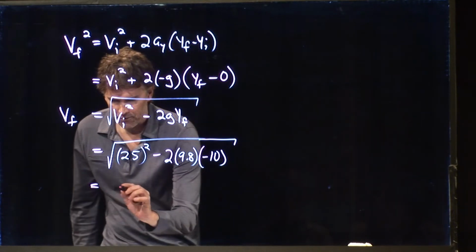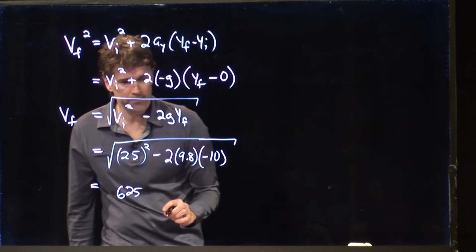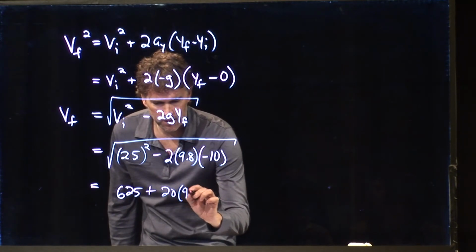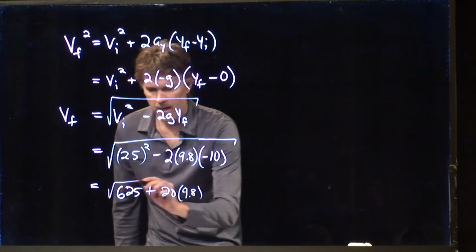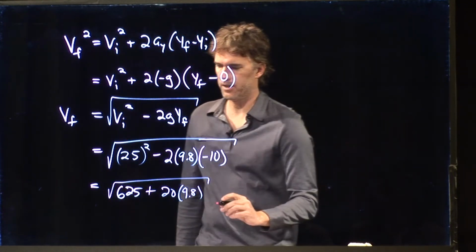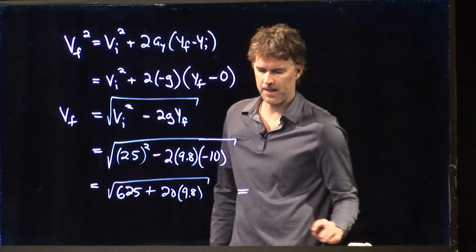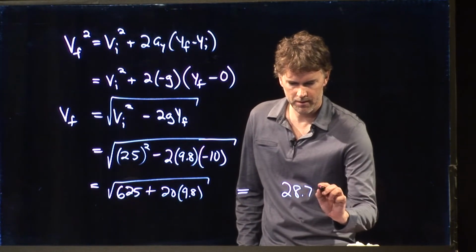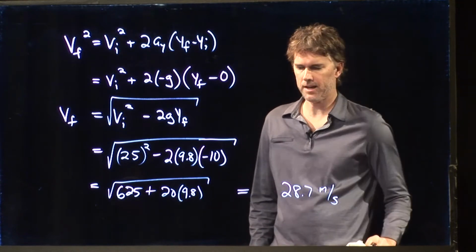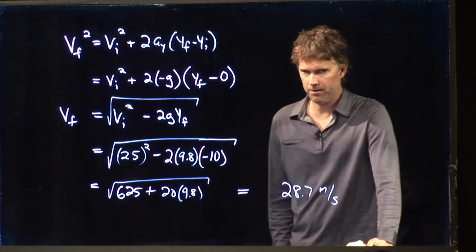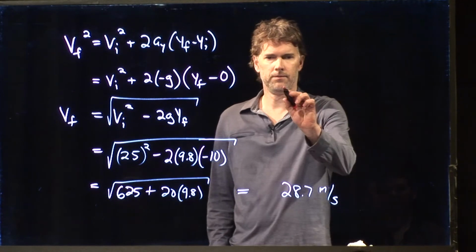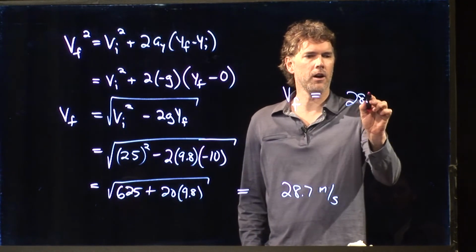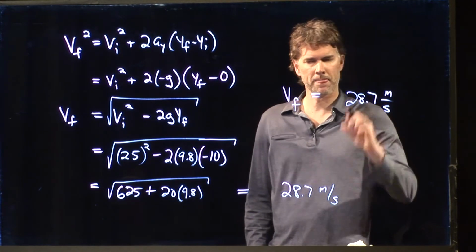All right, 25 squared is 625. We are now going to add 20 times 9.8. And if you guys plug that into your calculator, what do you get? 28.7 meters per second. And are we done? Yeah, that's it. Can we say this is our final answer?